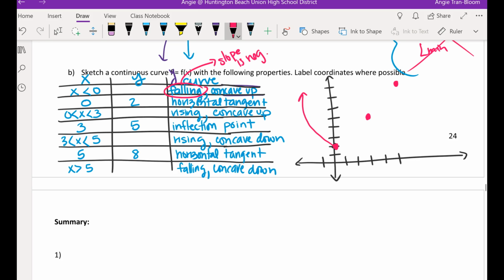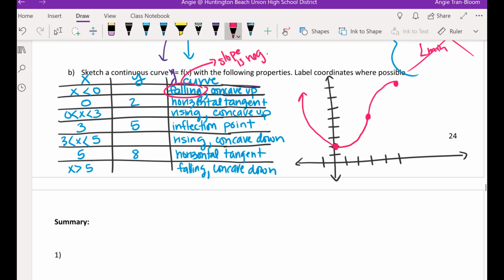In between 0 and 3, it says rising. Rising is describing positive slope and concaving up. So the other half of the U, would you guys agree? Remember, this is smooth and continuous. So make sure it looks smooth with no holes or gaps. So now, at this location, 3, 5, it should be what? Inflection point. Now, if we go from 3 to 5, I should have what kind of curve? Positive slope and concaving down. So how would you show me that's concaving down? Yeah, the other half of the cubic. Would you guys agree? Yep.